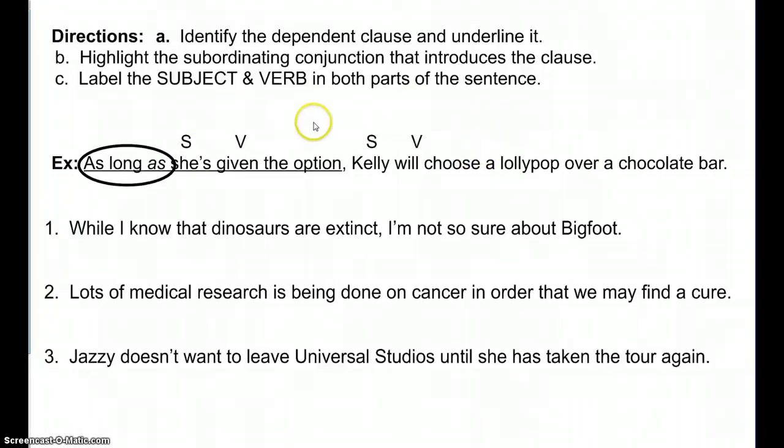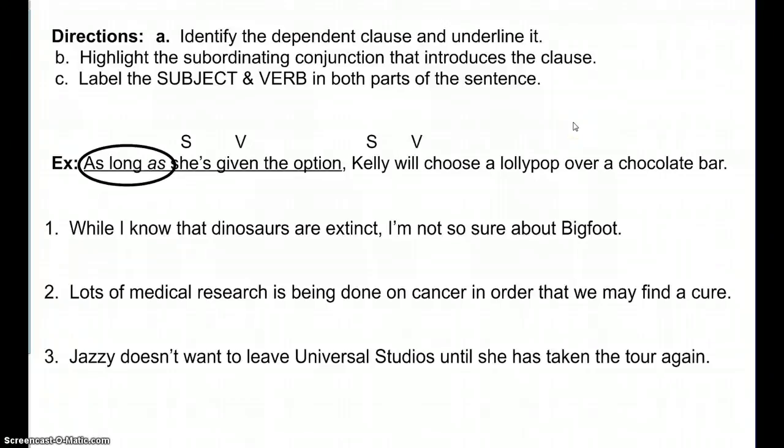Students were also very aware and noticing that we've been talking about commas, and since this is an introduction to the sentence, it needs a comma. But if we were to put this dependent clause at the end of the sentence and say, Kelly will choose a lollipop over a chocolate bar as long as she's given the option, we don't need a comma because it's not introducing the sentence.